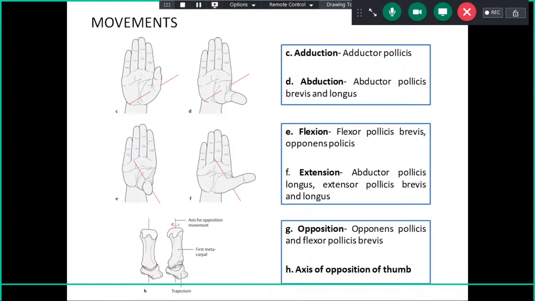Flexion, extension, with flexion there is a slight degree of medial rotation, and when you extend there is a slight degree of lateral rotation as well. In opposition, okay. So come over to the PPT.